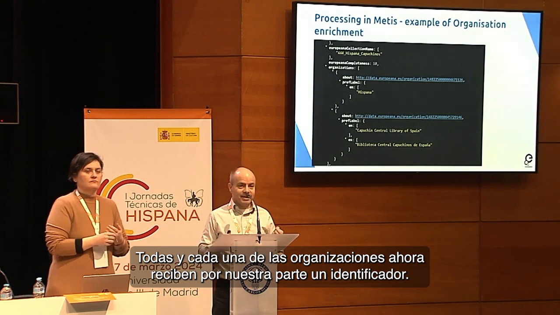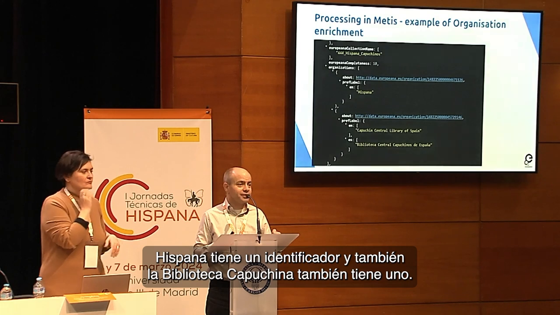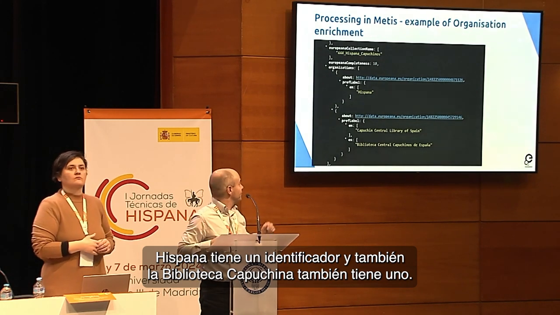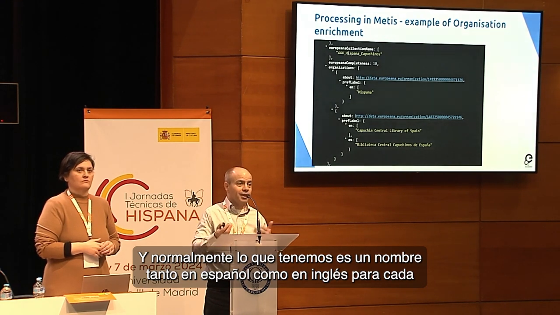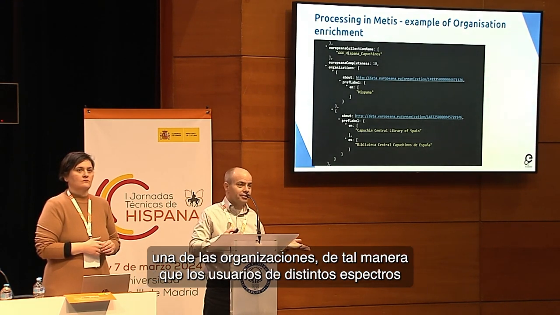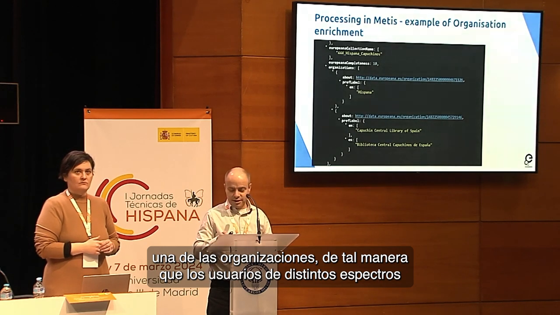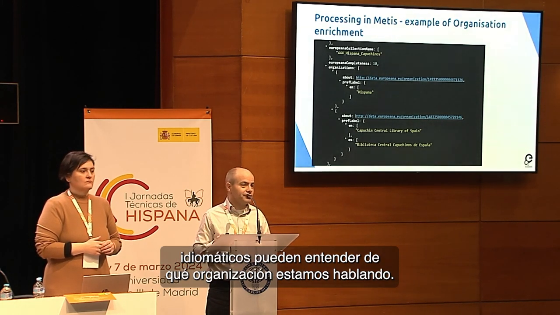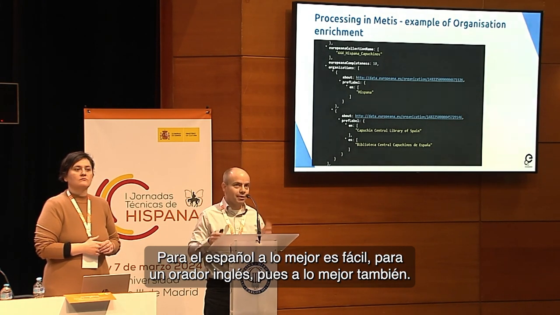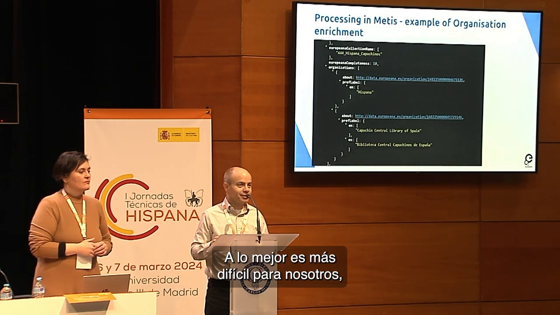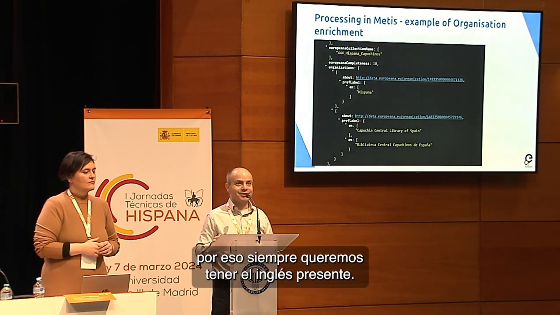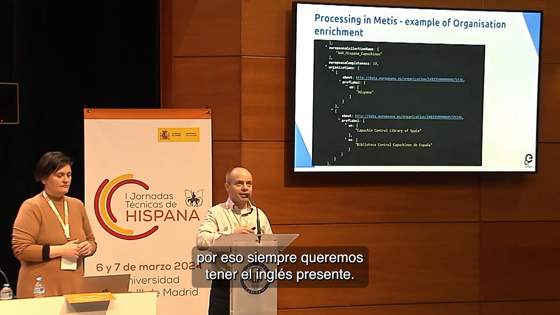So every organization now gets from us an identifier. Hispana has its own identifier, and also the Cappuccino Library has its identifier. And ideally, we also have a Spanish and an English name for every organization, so users from different language backgrounds can understand what this organization is about. For Spanish, it may be quite all right for an English speaker to get what an organization is, but Greek or Bulgarian may be more difficult for all of us to read. So that's why we want to always have English there.